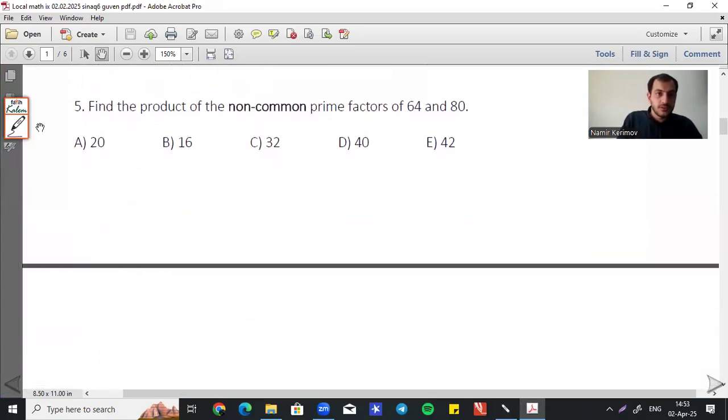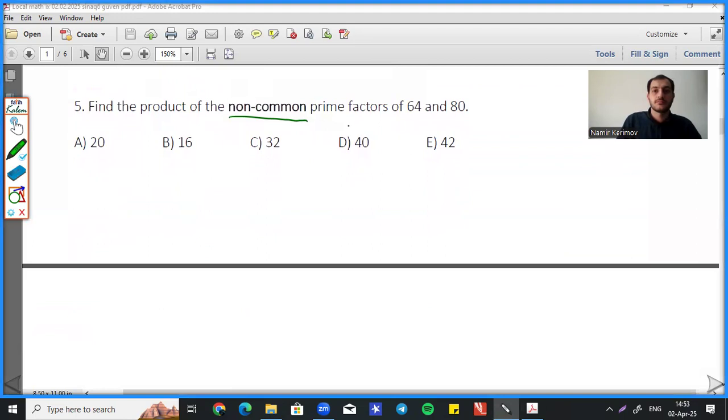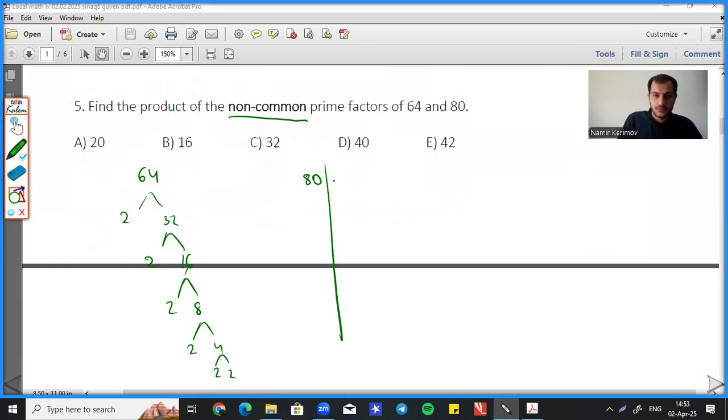Next, question 5. Find the product of non-common prime factors. Of course, maybe we can find all the factors. Maybe we can use the tree method, like factoring, and then 2, 16, 2, 8, and 2 and 4, that will be 2 and 2. Or you can use another method, showing all prime factors on the right side. So 80 divided by 2, that will be 40. 40 divided by 2, it's 20. 20 divided by 2, it's 10. By 2, it's 5. By 5, it's 1.